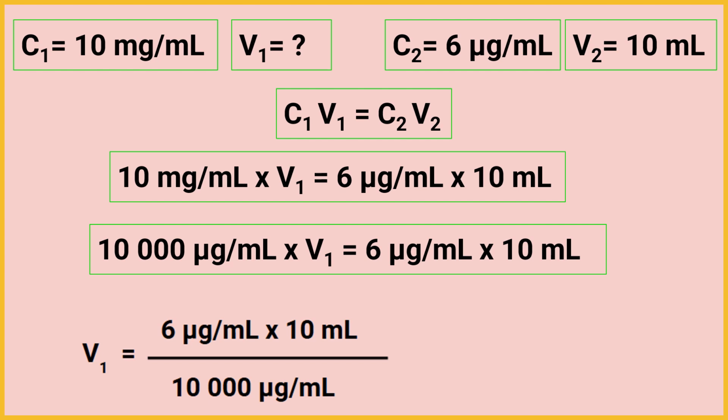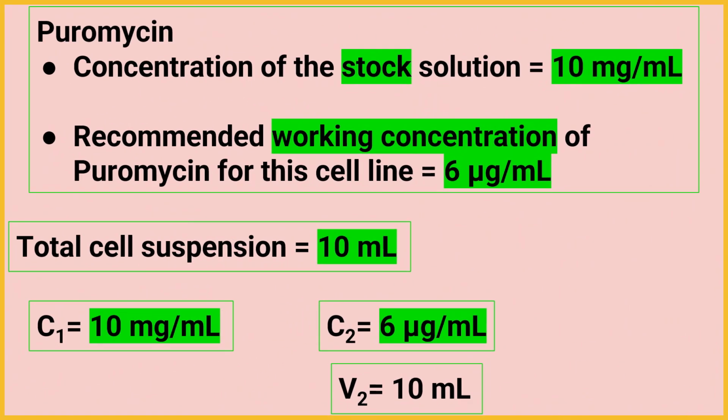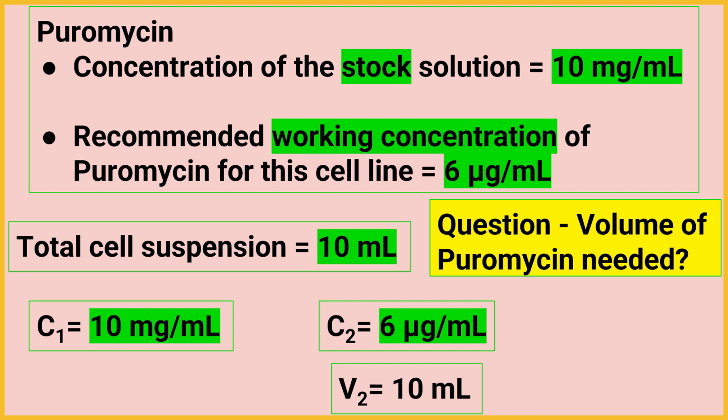Mathematically, we make V1 the subject of the equation, and we do so by dividing both sides of the equation by 10,000 micrograms per milliliter. The units of concentration cancel out, so V1 is equal to 0.006 milliliters, which is equal to 6 microliters. So, to answer the question, 6 microliters of the puromycin stock solution should be added to the flask of cells.